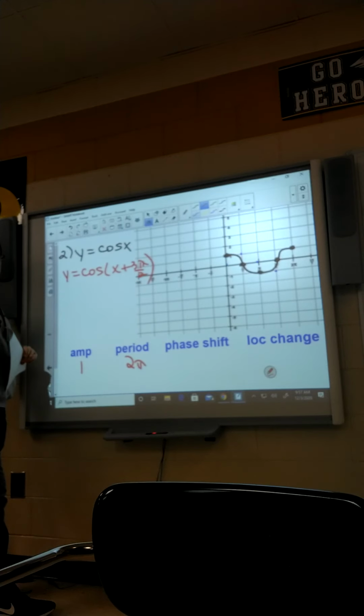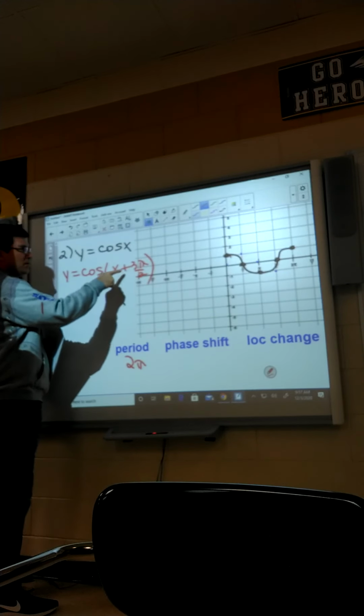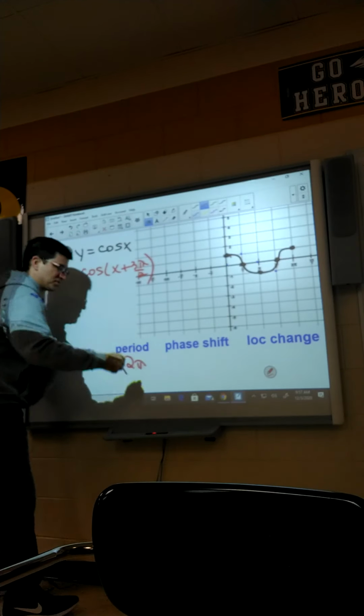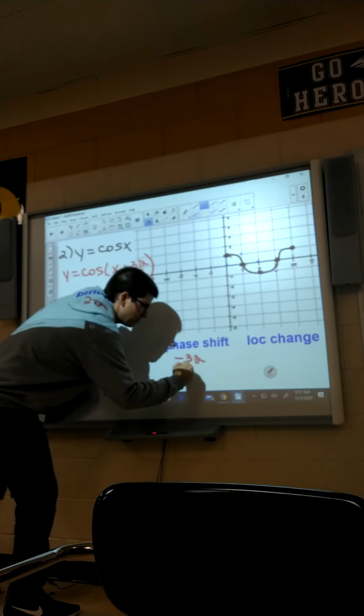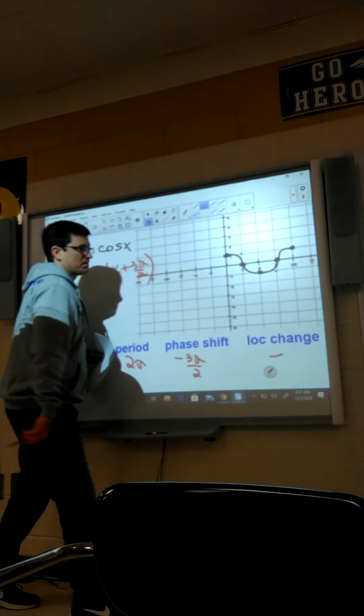All right. Do you remember how to do phase shift? Isn't it negative C over K? Yes. Do you remember the shortcut, Sal? You flip the sign on this one, so that's negative 3 pi over 2, and you divide it by what number's in front of x, which is 1. So that's just going to be negative 3 pi over 2. All right, and there's not a location change.